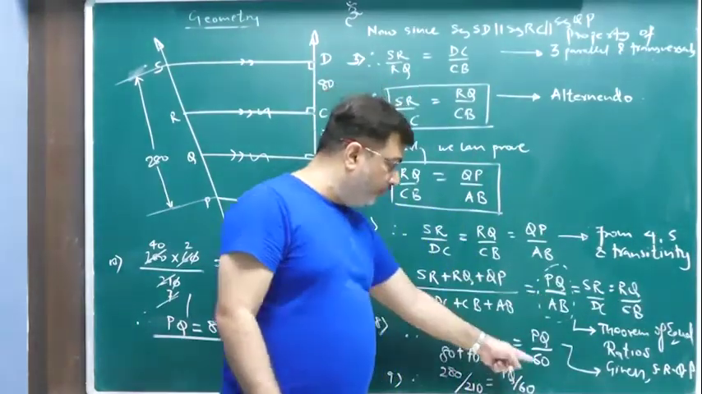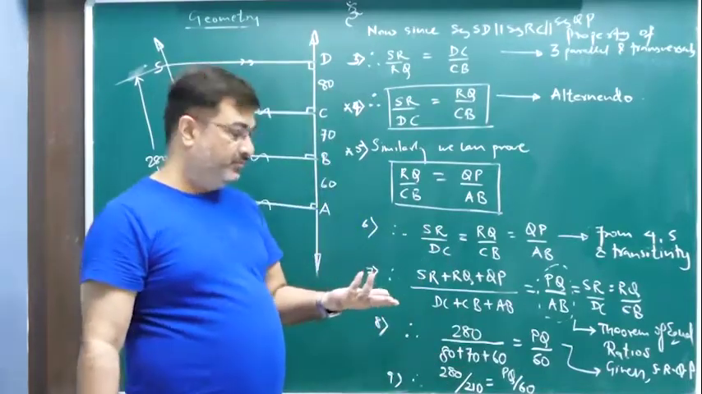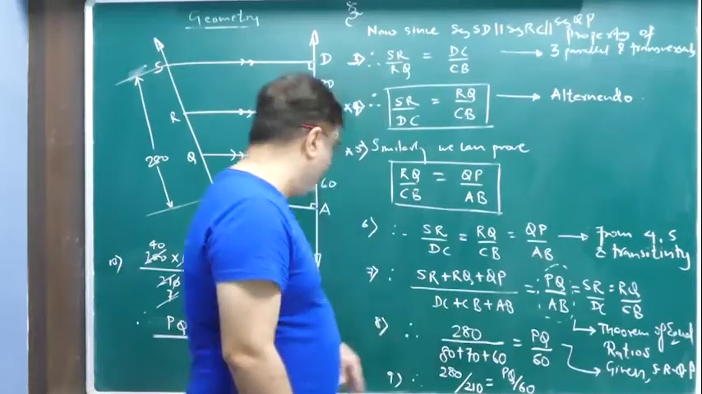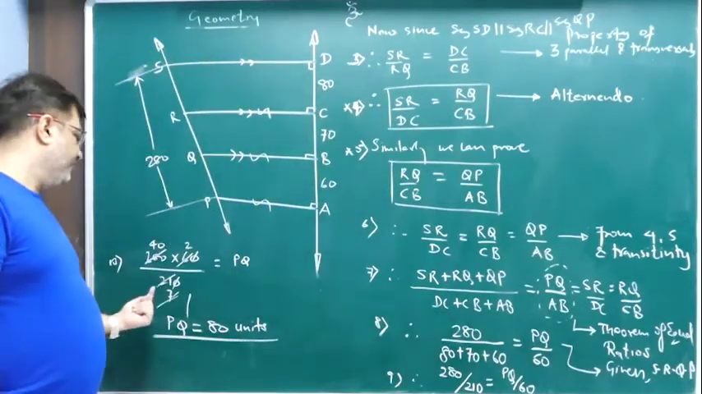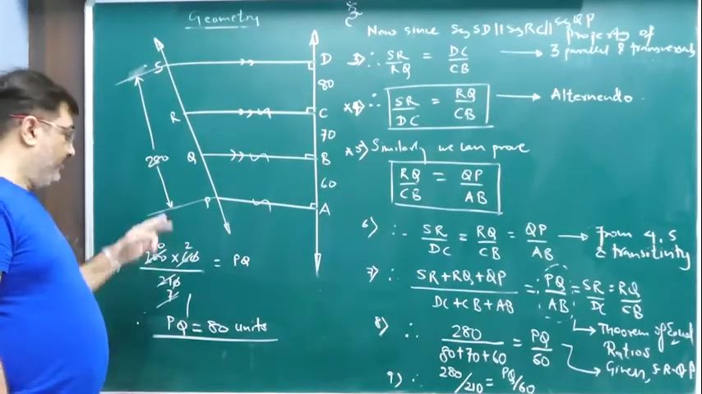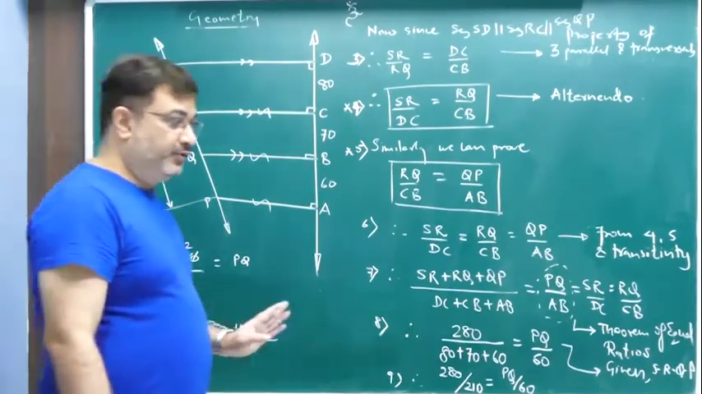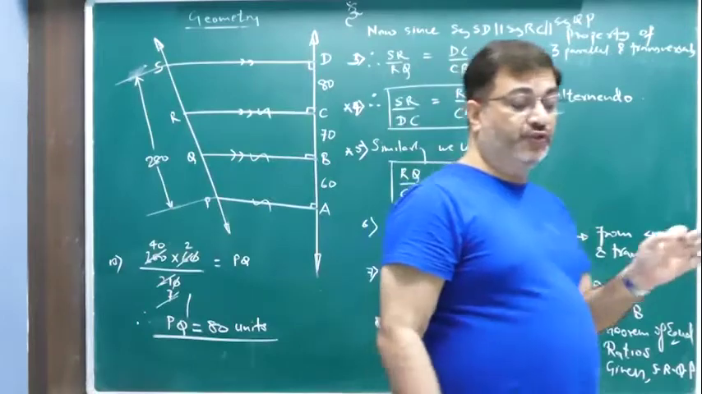So we take PQ upon AB. AB we know is 60. PQ we don't know. That's what we have to find. Now cross multiply. 280 into 60 upon 210. Cross multiply. Cancel whatever cancels. You get PQ equal to 80 units. Alright? So PQ is equal to 80 units you have got.